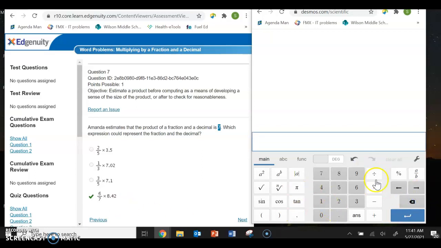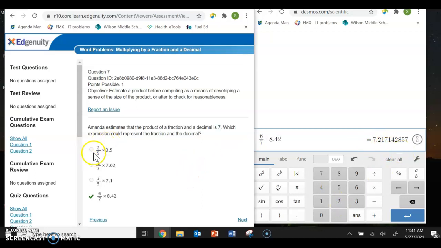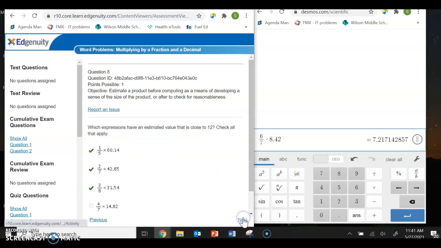So then the last one it's telling us is the correct answer. 6/7 times 8.42. And that is closest to 7 because we get 7.217, and so on and so forth. For questions like these, you have to type each equation into your calculator and see which one gets you closest to the number they are asking for.